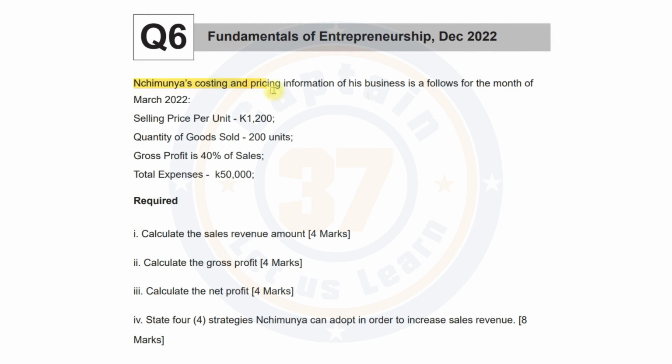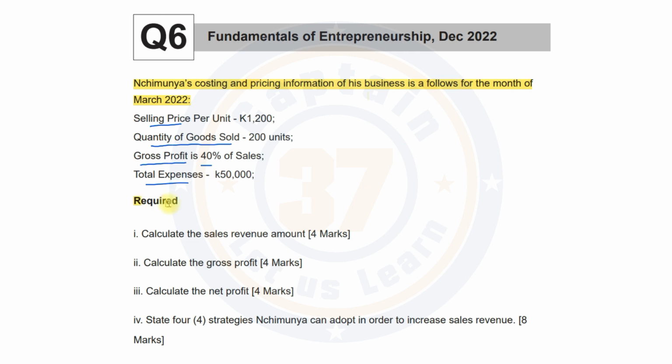Chimunya's costing and pricing information of his business is as follows for the month of March 2022. The selling price is given. The quantities of goods sold is given. The gross profit that's expected is given, which is 40% of sales, and the total expenses is also given.